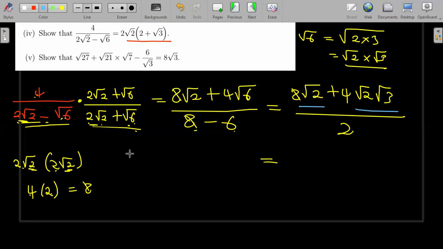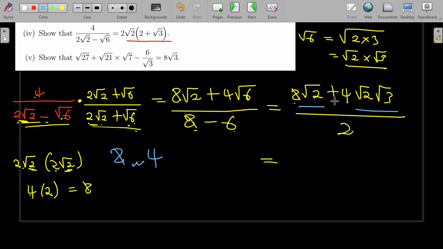Okay, let me say, between 8 and 4, what is common? 4 can go into 8. So yes, exactly, 4 is common between these two. That's exactly what you can see here. I can see 8 and 4, which means 4 is common.